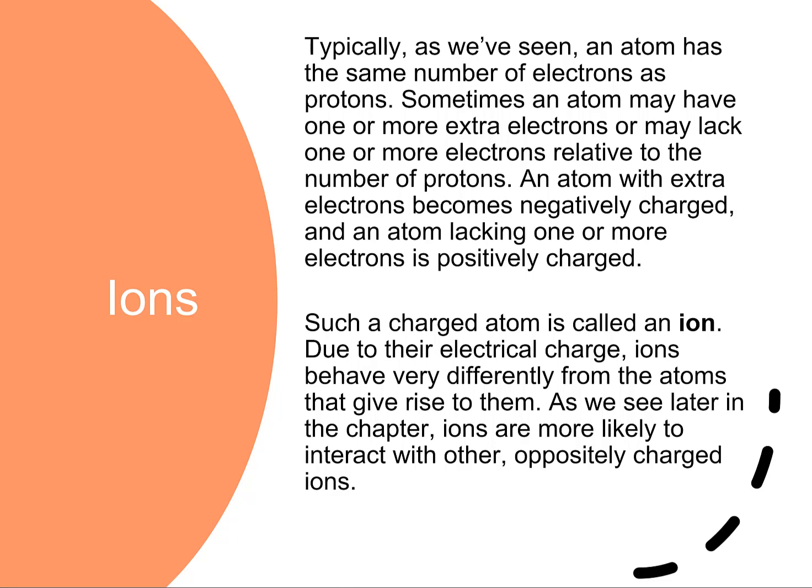Typically we've seen atoms have the same number of electrons and protons. Sometimes an atom may have one or more extra electrons, or lack one or more electrons, relative to the number of protons. The atom with the extra electrons becomes negatively charged. We know that because electrons are negatively charged, and the atom lacking one becomes more positively charged. I just thought I'd state the obvious, but it's always good to do that. Such charged atoms are called ions due to the electrical charge. Ions behave very differently from the atoms that give rise to them. So once they become an ion, they take on a totally different type of electrical characteristic.